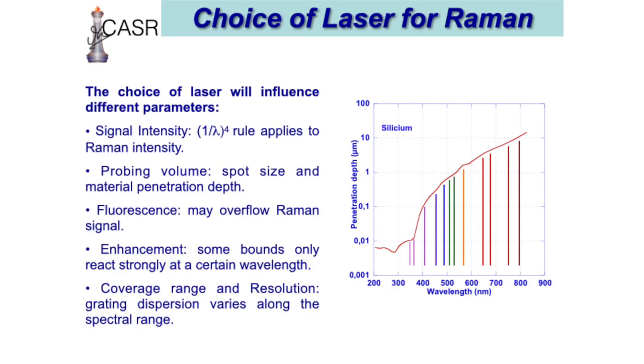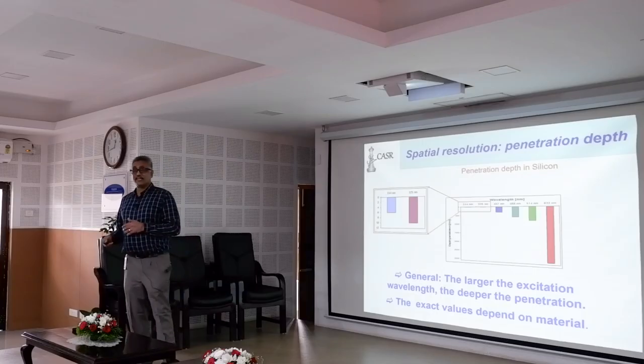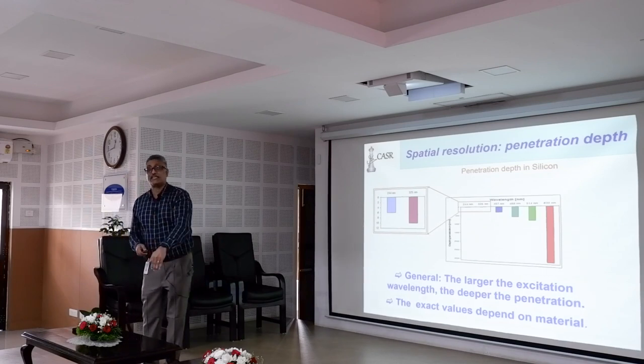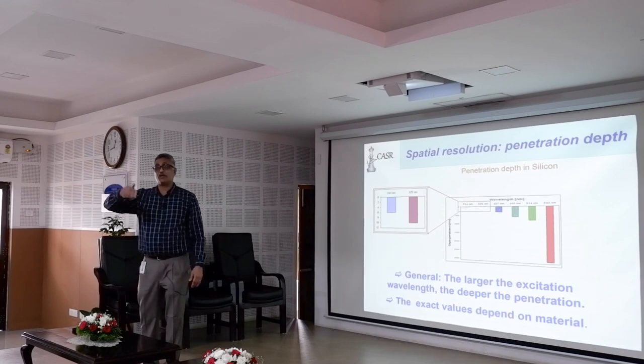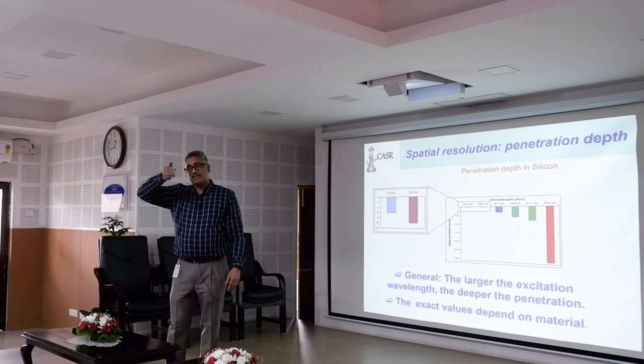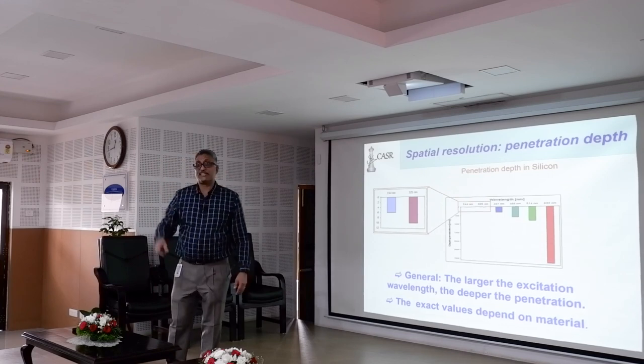Now another interesting aspect is my laser light. How much does it penetrate through my sample? Because laser light, if it penetrates deeper, I get more information. Lesser, it gives me the top surface information. There are importance to this. So I have taken a silicon. Silicon, as the wavelength increases, it penetrates deeper because its band gap is around 1.1 eV. So IR, it will penetrate deeper. UV will be penetrating lesser.